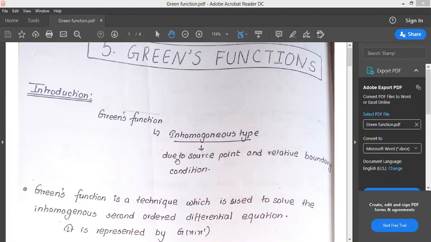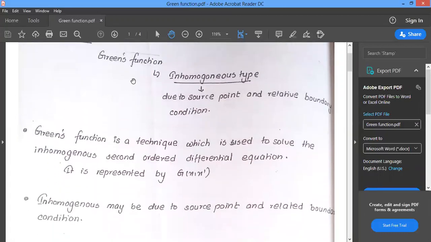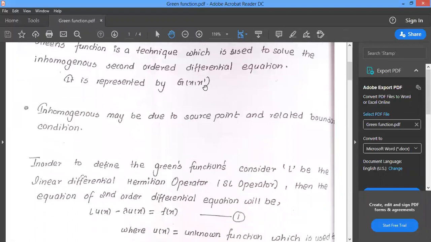Green function is a technique. That means, what is the Green function, sometimes asked in the examinations? Green function is a technique which is used to solve the inhomogeneous second order differential equations. It is represented by G(x, x').